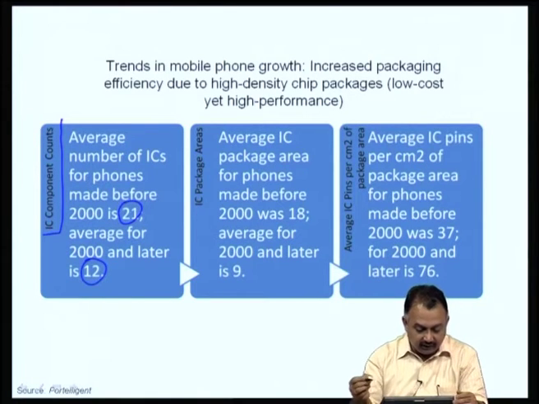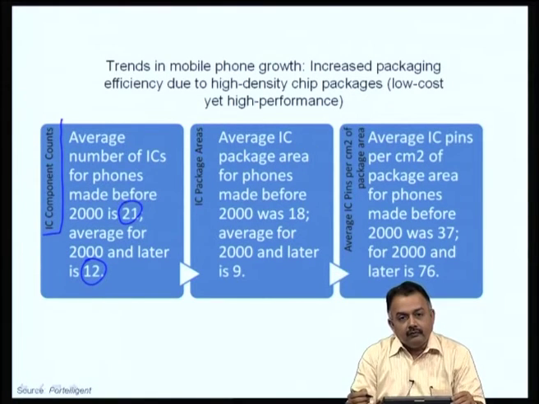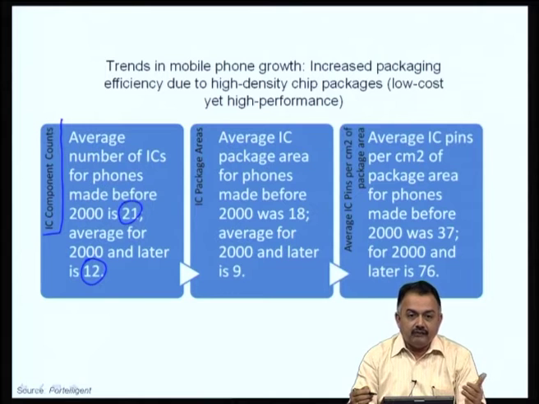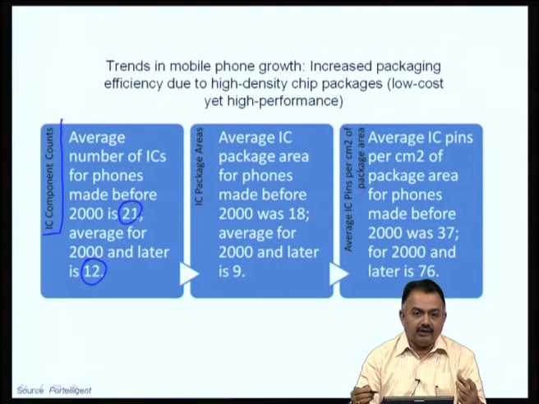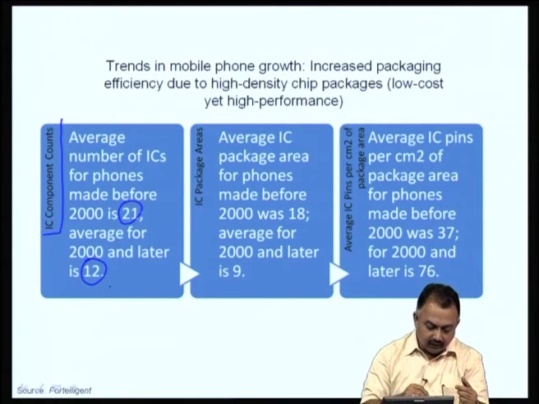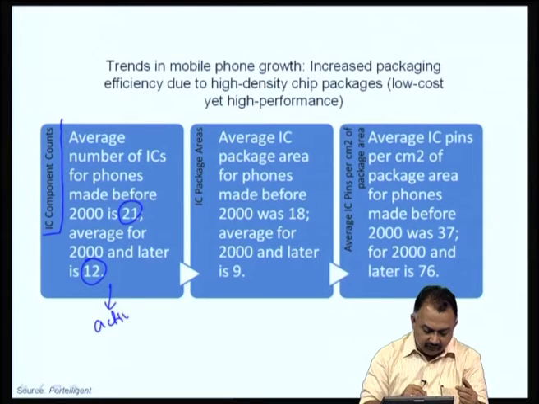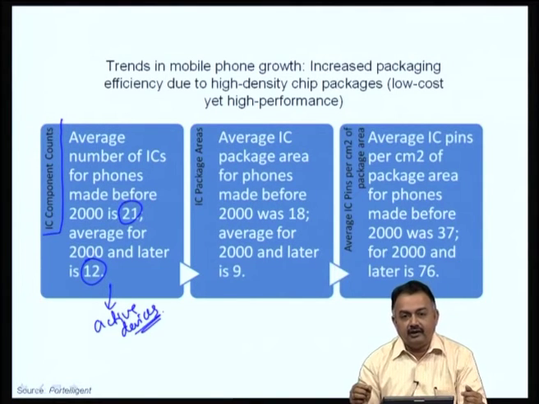So, what does this indicate? This indicates that we were working on some technologies where the number of ICs were more, and obviously the size of the phone was larger, but today because new packages are available, we are utilizing them and we are able to reduce the number of active devices. Okay. So, these are active devices. So, obviously the component density is very high here.